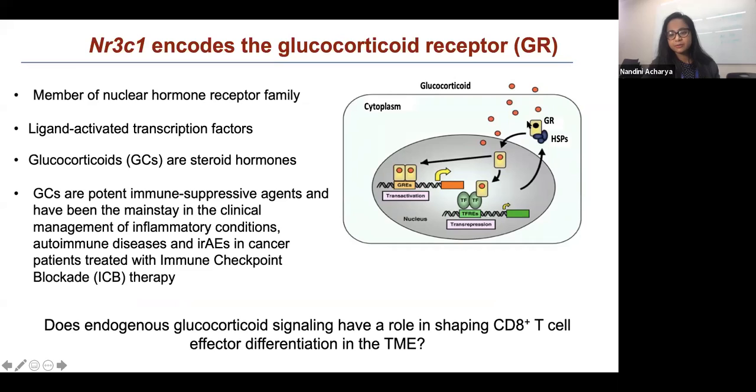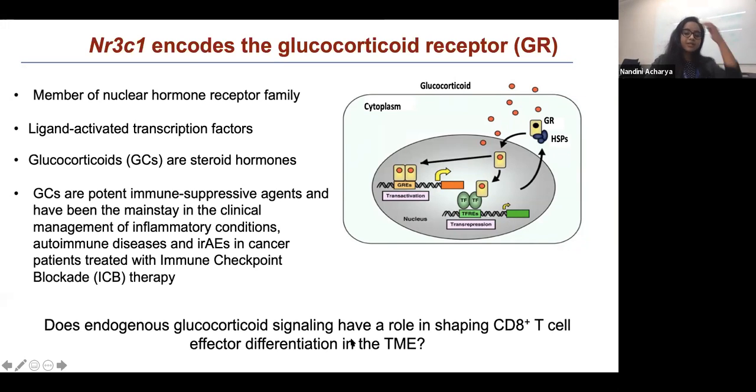But once the ligand is available and it binds to the receptor, there's a conformational change in the receptor and it exposes the nuclear localization signal. Following which, the receptor can translocate to the nucleus. And once it is inside the nucleus, it can regulate the expression of the target genes by two mechanisms. One, it can directly bind to the promoter of the target gene, and this is called transactivation. And the other one is where it can bind to other transcription factors, such as NF-kappa B or AP1, and prevent the binding of those transcription factors to the promoter of their respective target genes.